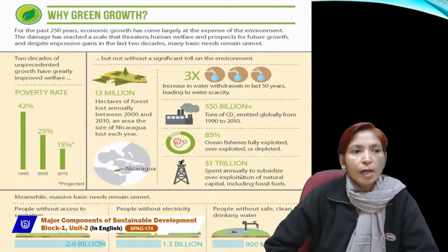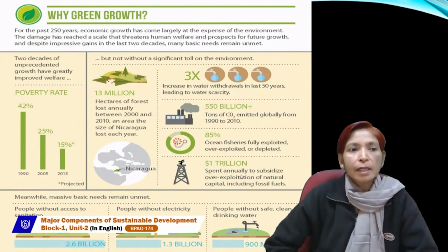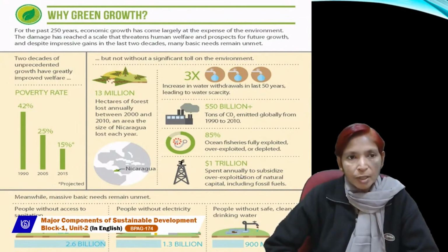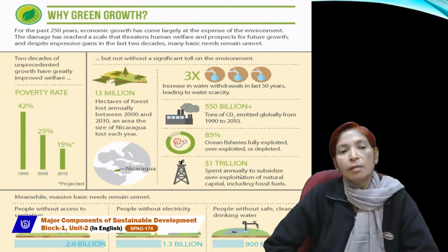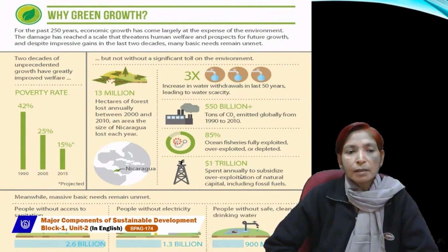Two decades of unprecedented growth have greatly improved welfare. The poverty ratio was 42% in 1990, a 25% poverty rate in 2005, and a 15% poverty rate in 2015, but not without a significant toll on the environment. 13 million hectares of forest were lost annually between 2000 and 2010, an area the size of Nicaragua lost each year.